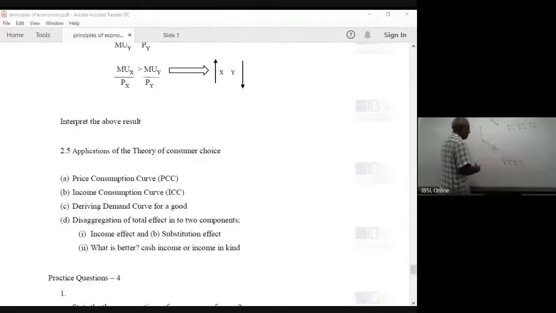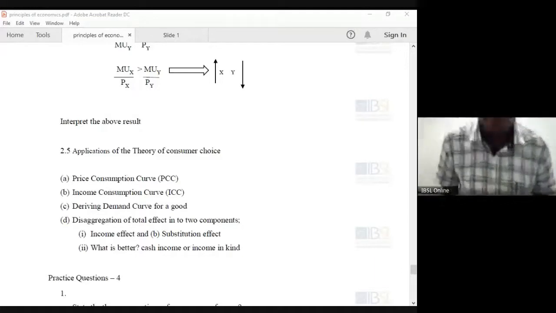Maybe utility here is 100. Initially you are at the 100 level. Now 200 level, 300 level. You can attain higher and higher utility levels. By joining these points, you get the price consumption curve. This curve is called PCC. Take down, price consumption curve. Take down that, that is important.